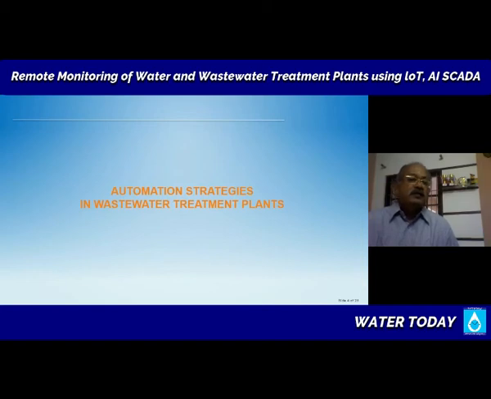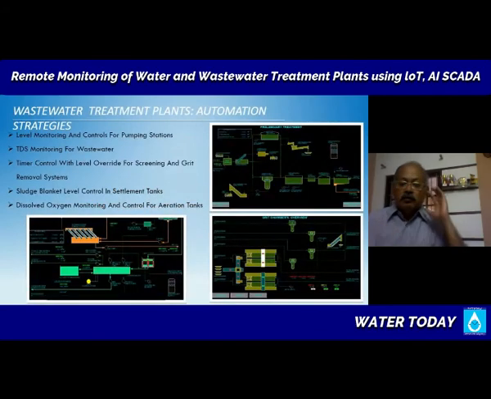Automation strategies for wastewater treatment plants. See, here are some of the graphics. I've put up the images here so that we can see the important aspects of this, an extended aeration wastewater treatment plant. So normally, what do you have at the inlet to a wastewater treatment plant?